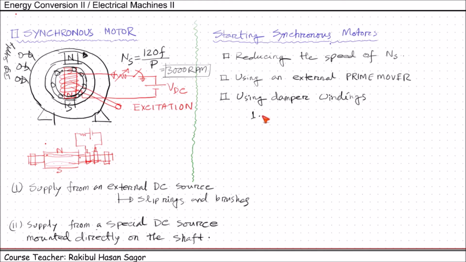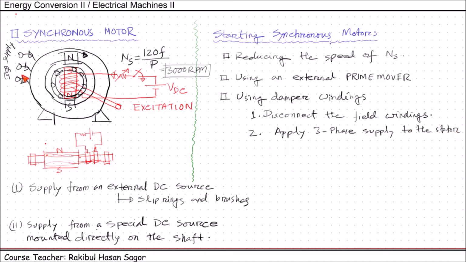In brief, if we want to start a synchronous motor using damper winding, we need to follow the following procedures. Number 1, disconnect the field windings. That means this DC source should be disconnected at the very beginning of the starting of this motor. Then apply 3-phase supply to the stator. When we apply 3-phase supply to the stator, the motor will start running as an induction motor. Under no load condition, this motor speed will be near to the synchronous speed but less than the synchronous speed.